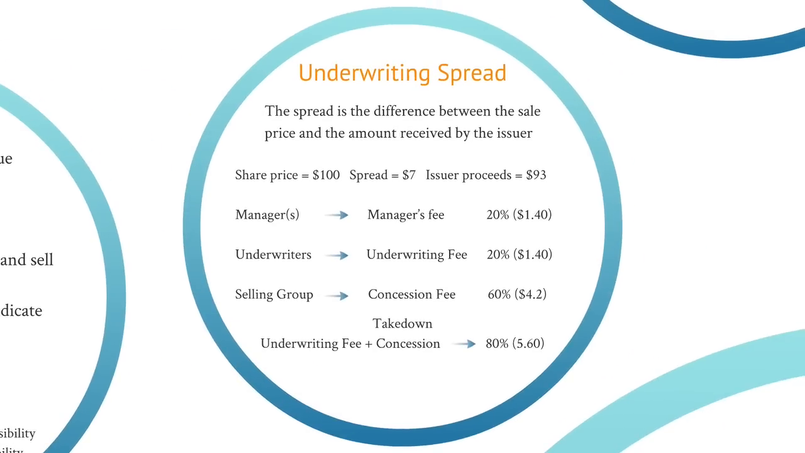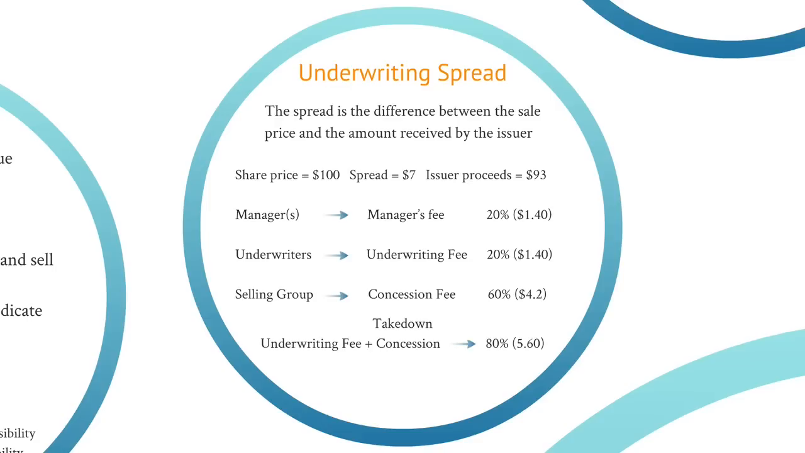The underwriting spread is how the members of the selling group and the underwriting group get paid. They'll take a cut of the shares that are sold. In this example, the share price is $100, the spread is $7, and the proceeds going back to the issuer are $93. Now that $7 is spread a couple of different ways, beginning with the lead manager who gets a cut of every share that's sold. In this example, they'll get 20% of anything that's sold, so $1.40 for each share.